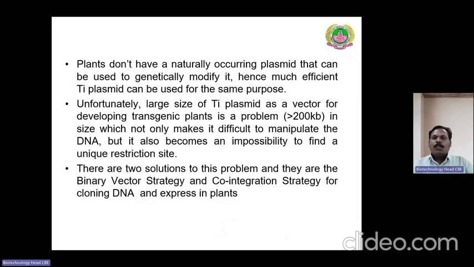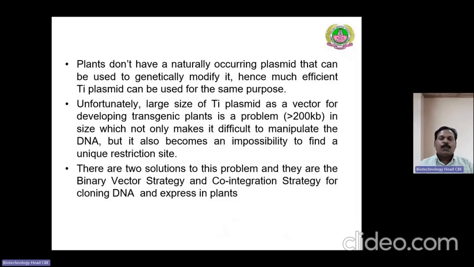So normally, why do we choose this kind of virulence plasmid, like a Ti plasmid, for transgenic transformation? Naturally, plants do not have naturally occurring plasmids that can be efficiently used to transfer genes across plants. Unfortunately, the large size of the Ti plasmid, which is around 200 kilobase pair, makes it not amenable for manipulation. That's why there are two solutions to solve this problem.